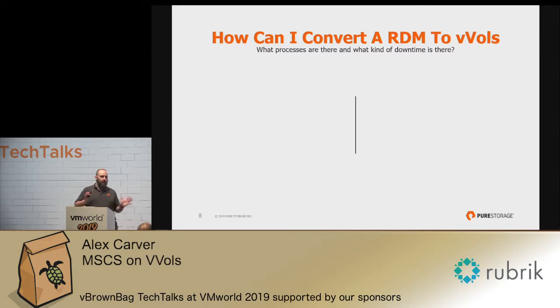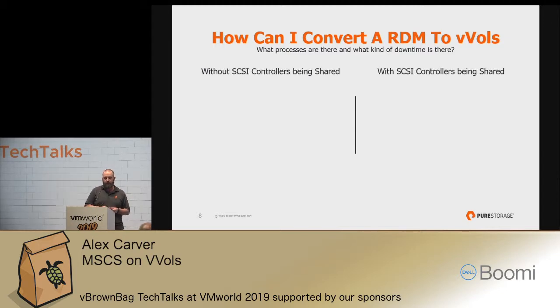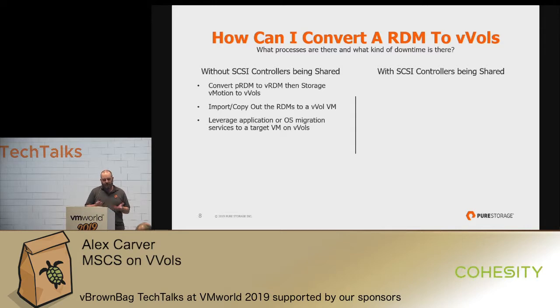Unfortunately, with migrating from RDMs to VVols, especially with those Windows Failover Clusters, there's going to be a little bit of downtime. Part of that depends on what method you use, and whether your SCSI controllers are shared or not shared. If they're not shared, you can just convert from PRDM to VRDM, and then Storage vMotion. That's it. So it's just the amount of time it takes to convert the physical RDMs to virtual RDMs.